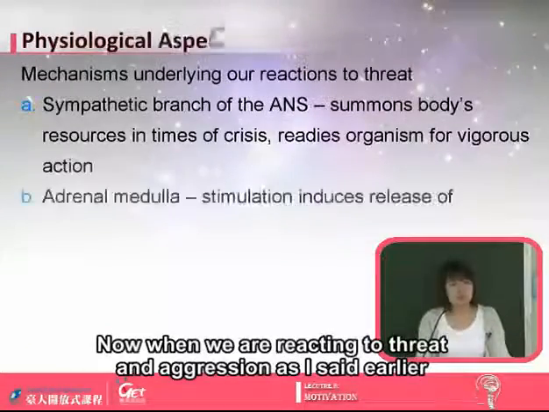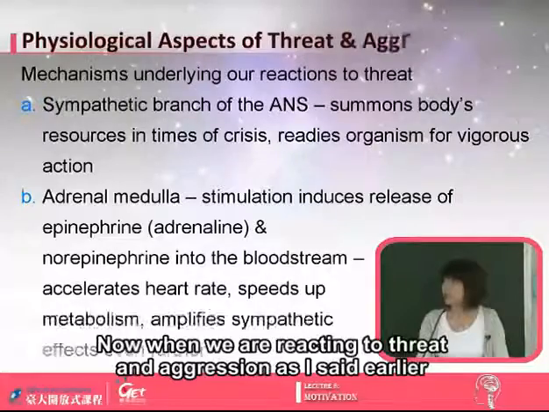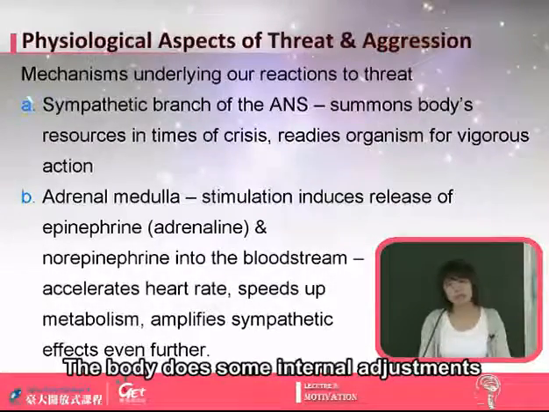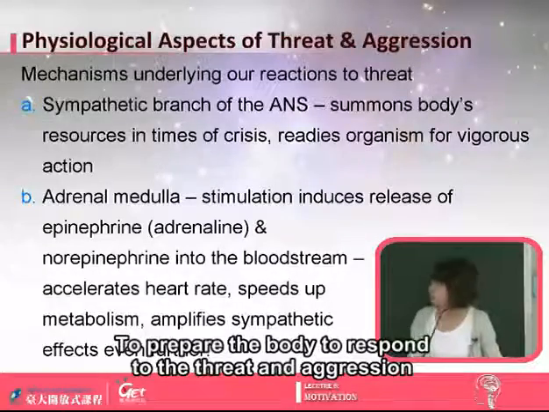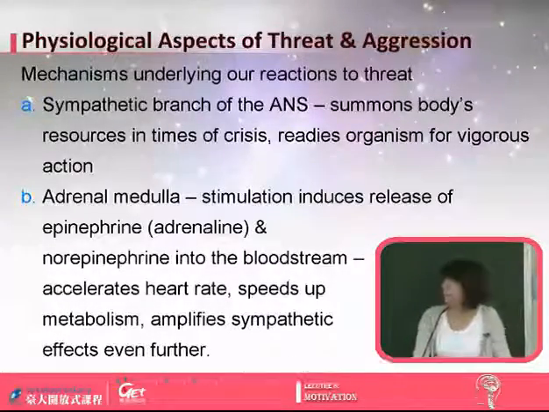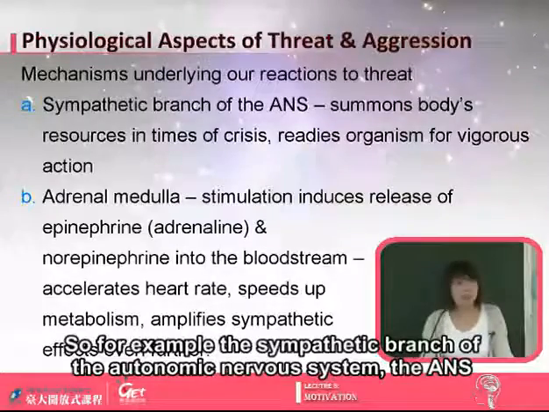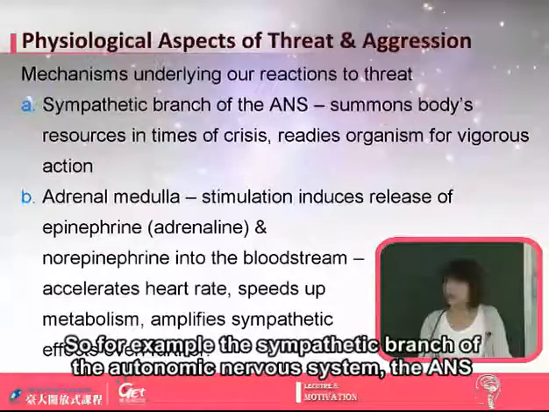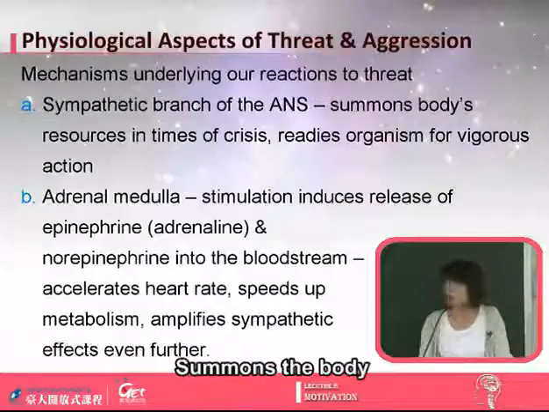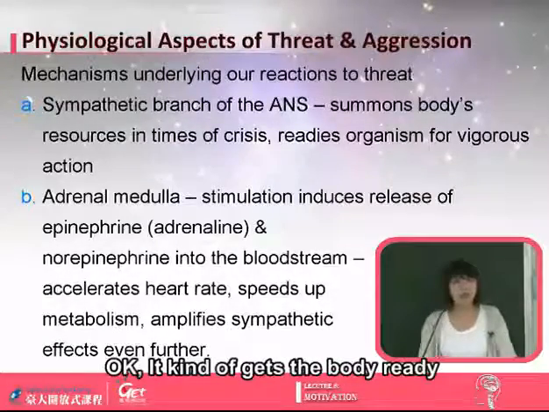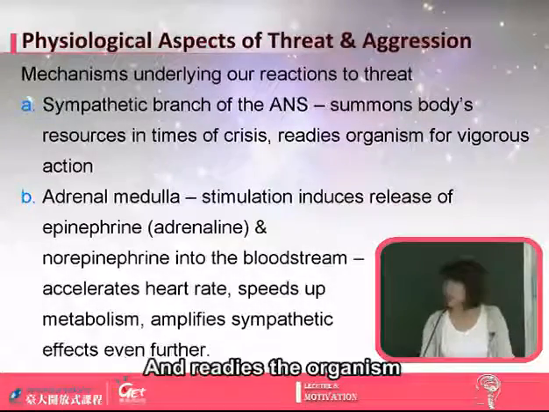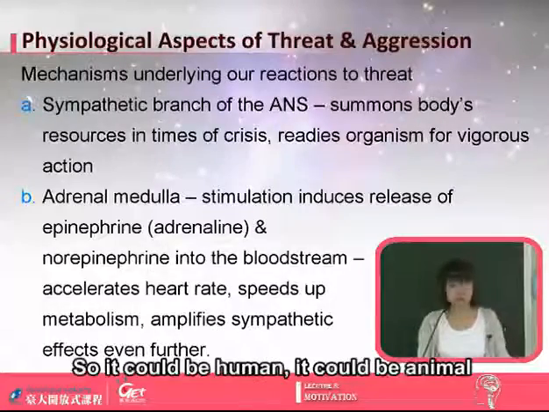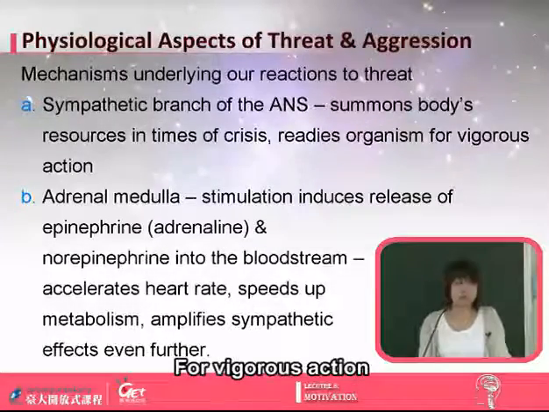Now, when we are reacting to threat and aggression, as I said earlier, the body does some internal adjustments to prepare the body to respond to the threat and aggression. So for example, the sympathetic branch of the autonomic nervous system, the ANS, summons the body. It gets the body ready, commanding the body's resources in times of crisis and readies the organism, so it could be human, it could be animal, for vigorous action.